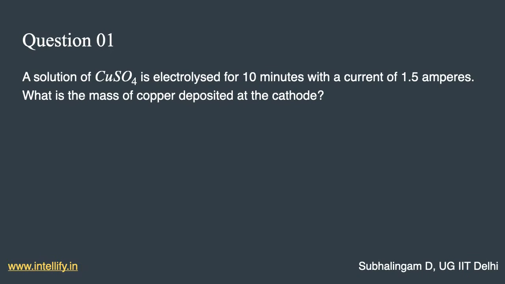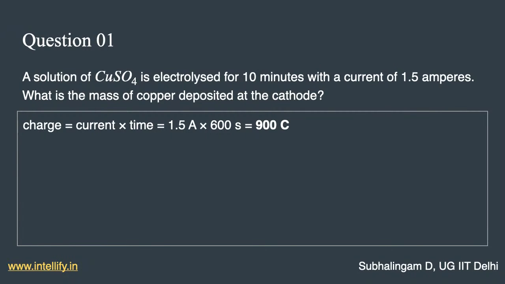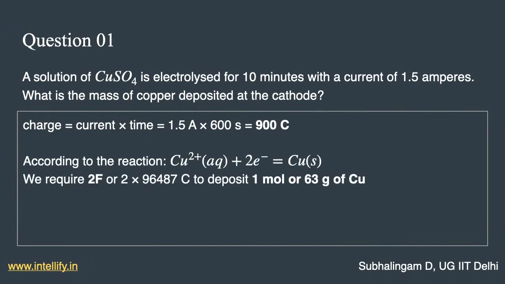Okay, let's discuss the solution now. We know that charge is equal to current times time, which is 1.5 amperes times 600 seconds, that is 900 coulombs. Don't forget to convert 10 minutes to seconds. So 10 minutes is 600 seconds. So we have the charge as 900 coulomb.